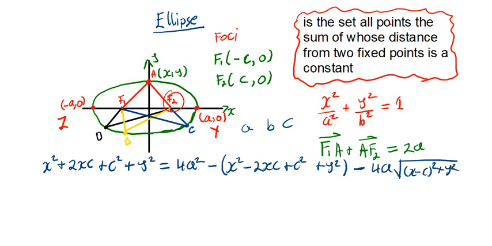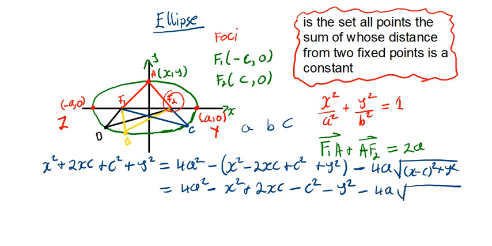Before even trying to eliminate that square root again, I can do some cancelling here. You observe that this is just going to be 4a squared minus x squared plus 2xc minus c squared, minus y squared, minus 4a, the square root of x minus c squared plus y squared. So you observe that this and that can cancel out. What else can we cancel out? Nothing for now.